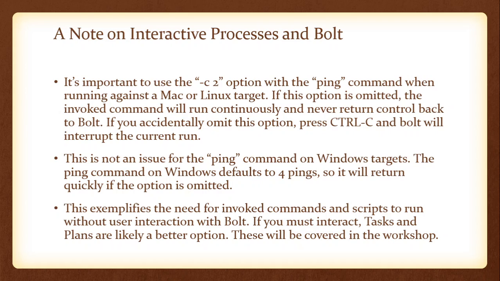So you saw on your screen, you ran the command and it said started on localhost. If you omitted the C2, it would never come back to you. It would just continue to run against localhost. When you hit Control C, you would end it. If you put in the -N space 2, it would run 2 pings, and then it returns the control back, and you would see the response from localhost, and then it would show the standard output. This exemplifies the need for invoke commands and scripts to run without user interaction with Bolt. If you must interact, tasks and plans are likely a better option.